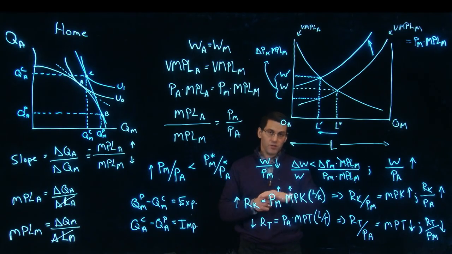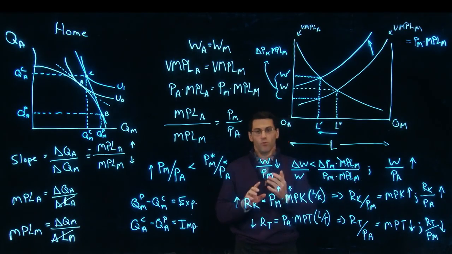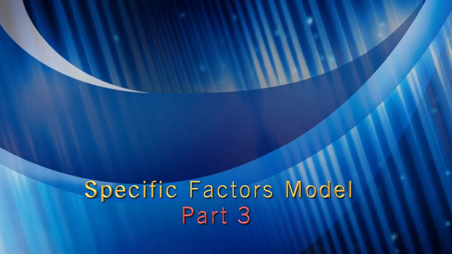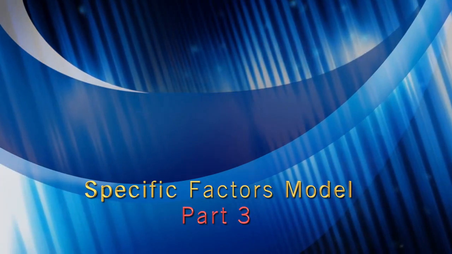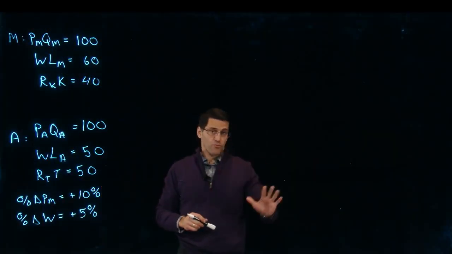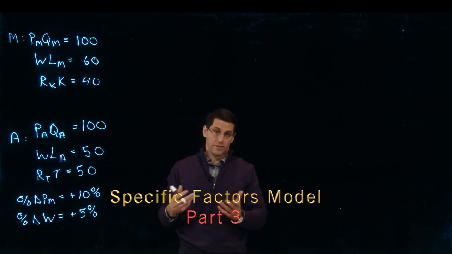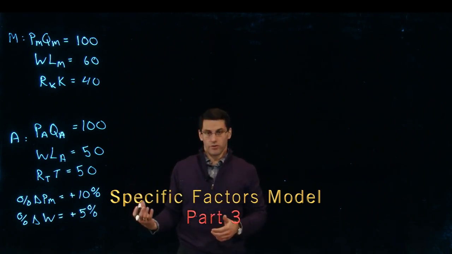Now, as a last bit for this chapter, we're going to do a numerical example to help reinforce all of these changes in the real wage, the rental rate for capital, and the rental rate for land. To reinforce what we just talked about in terms of what happens to the returns to capital and to land, the specific factors, we're going to take this numerical example.